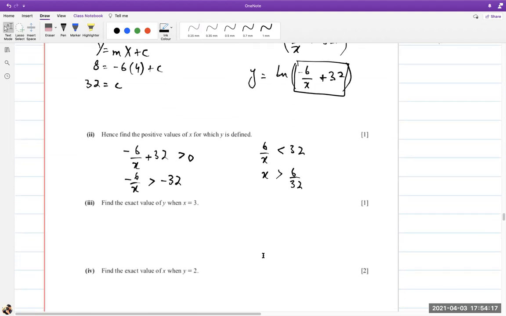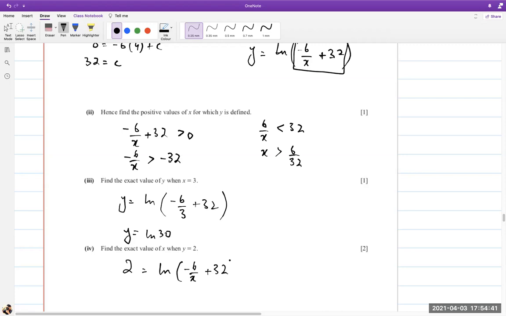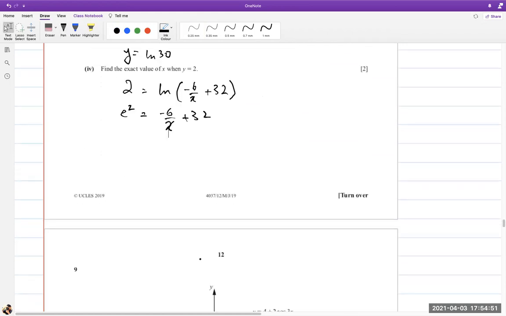Okay. Find the exact value of y when x is equal to 3. Okay, y is going to be ln of minus 6 over 3 plus 32, whatever the answer is, that is ln 30. Find the exact value of x when y is 2. So 2 is equal to ln this whole thing. So I just get e power 2 equals minus 6 over x plus 32. You solve it for x and I think you can. आपको एक आंसर मिल जाएगा.